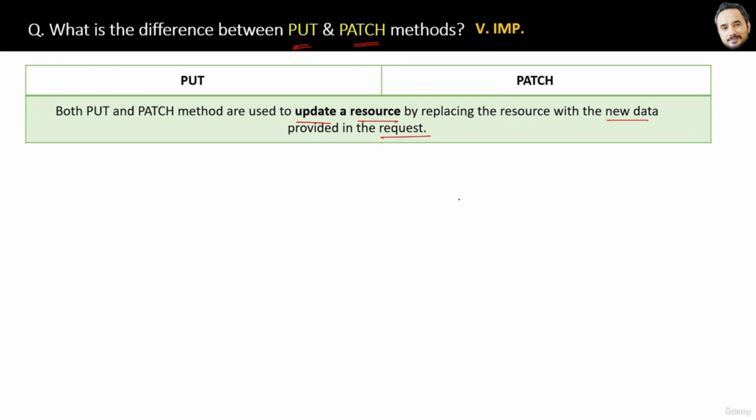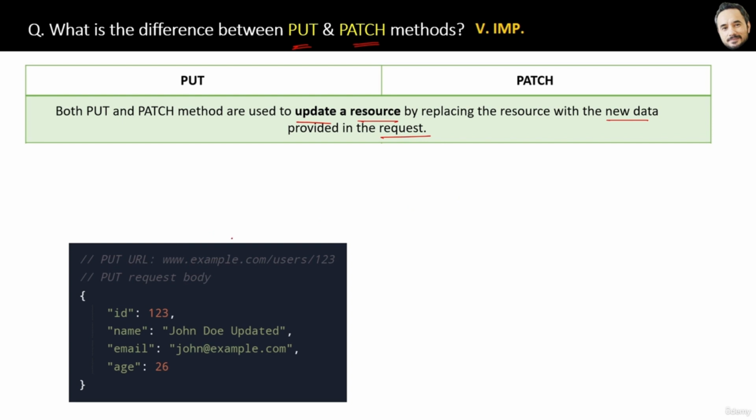Now, what is the difference? Let me explain with the help of this code. For example, this is your PUT request URL and PUT request body. This request body received from the client should have all the details of the user resource, because PUT will do a complete resource replacement. Complete. Okay, now listen carefully.